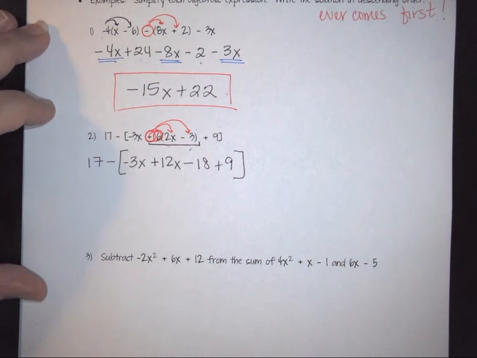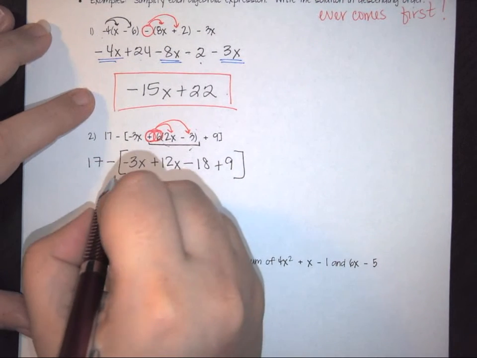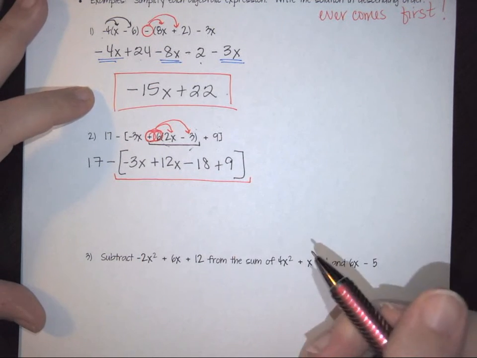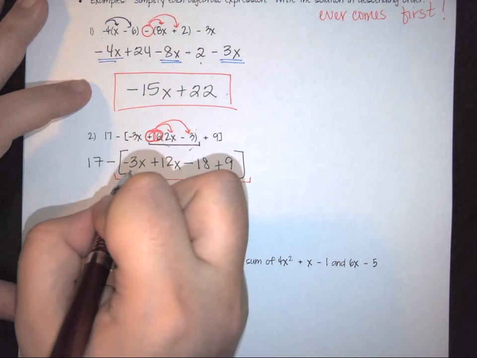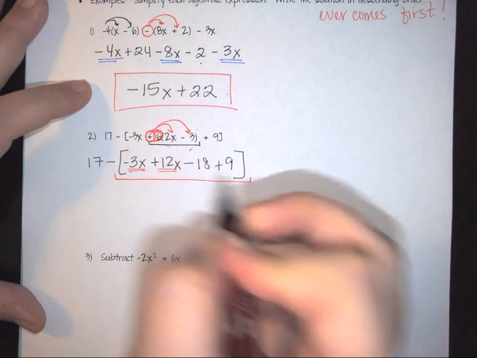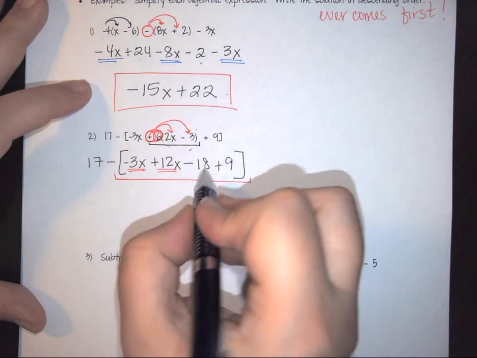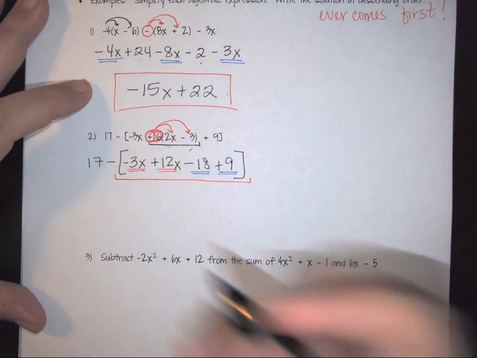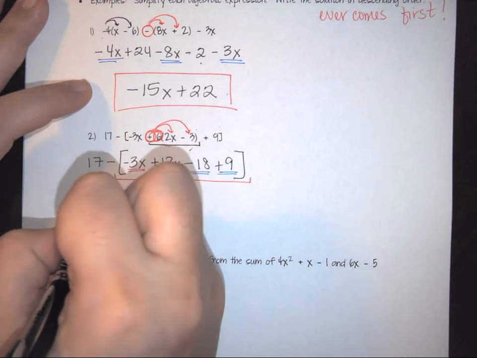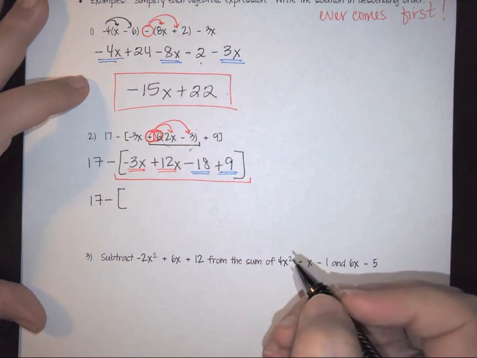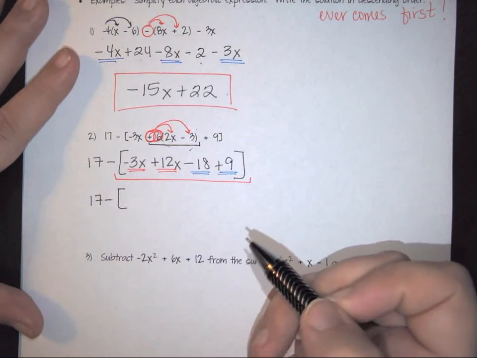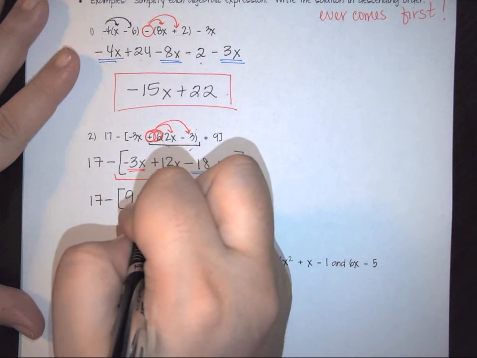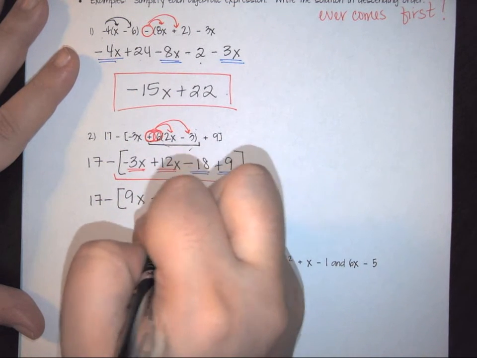Now, I still have to work inside this area right here. So to do that, the first thing I need to do is combine my terms. So I'm going to combine my x's, and then I have to combine my constants. So when I do that, I have my 17 minus, I'm still going to open a bracket here, negative 3 plus 12 gives me 9x. Negative 18 plus 9 is a negative 9, and close my bracket.